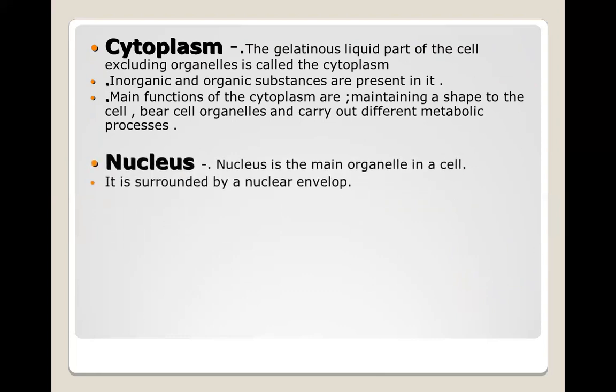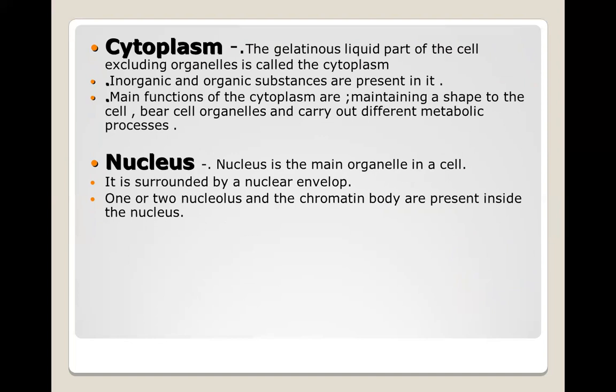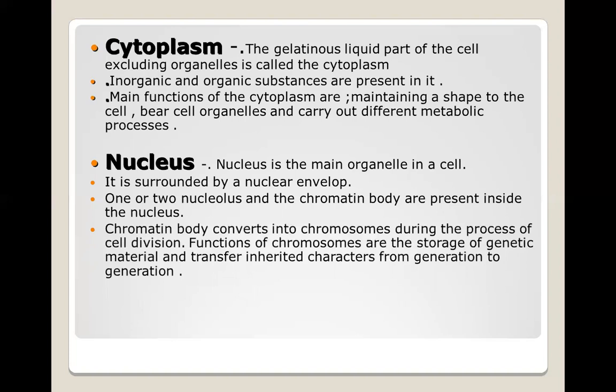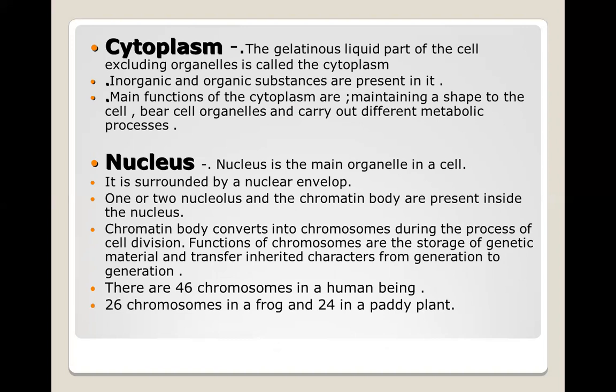So now the nucleus. The nucleus is the main organelle in the cell, and it's surrounded by a nuclear envelope, and one or two nucleoli and the chromatin body are present inside the nucleus. The chromatin body converts into chromosomes during the process of cell division, and the functions of chromosomes are the storage of genetic material and transferring inherited characters from generation to generation. There are 46 chromosomes in a human being, 26 chromosomes in a frog, and 24 in a paddy plant.